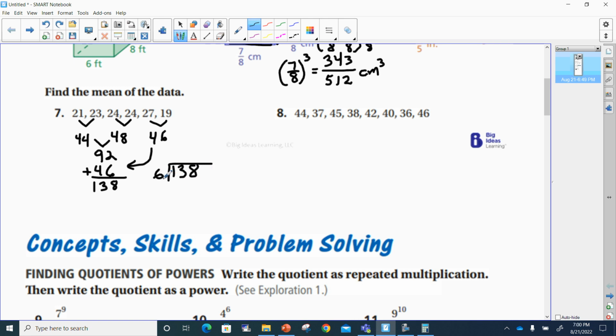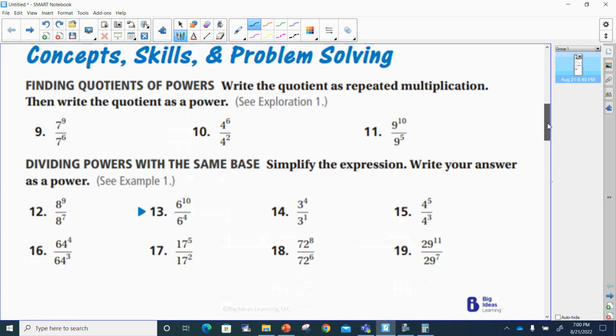That will give me my means. Well, I know 6 goes into 13 2 times because 6 times 2 is 12. And that'll give me 18, and I know 6 goes into 18 3 times, so that'll give me 23. So the answer to this is the means is 23. Number 8 is for you to do. I'm going to move on to number 9.